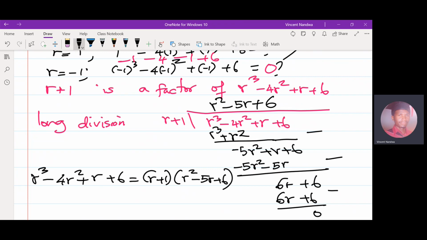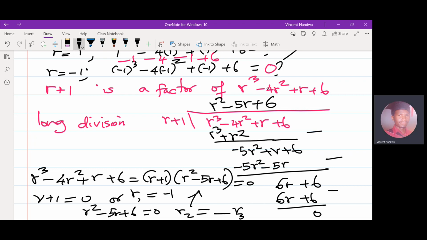I hope now you can finish from that point. Also, it's not very hard to get the solution to the quadratic. So you'll be equating this to 0. Okay, so for this problem you can finish from this point, okay? Because it will be r plus 1 or r squared minus 5r plus 6 equals 0. So you'll get two roots from here. You get your r1 to be -1, and r2 and r3 will be obtained from this quadratic. And you can give the structure of the solution.